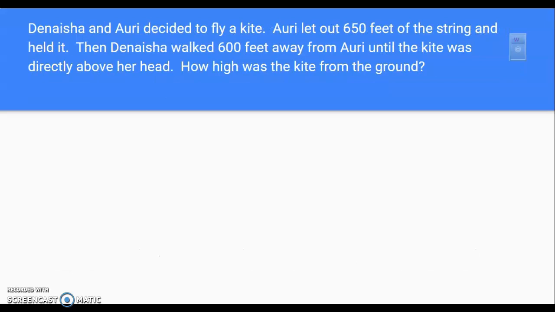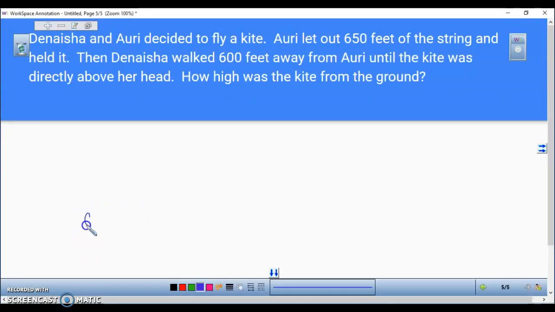Alright, Denasia and Ari decided to fly a kite. Ari let out 650 feet of the string and held it. Then Denasia walked 600 feet away from Ari till the kite was directly above her head. How high was the kite from the ground? So here's Ari. Okay, remember she's short. Ari's holding the kite string. She let out 650 feet of the string.